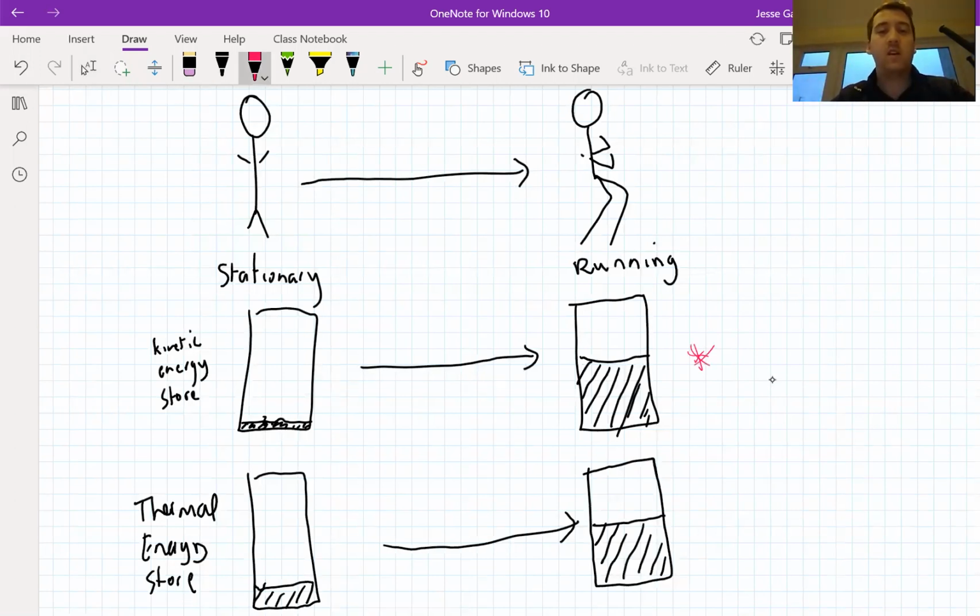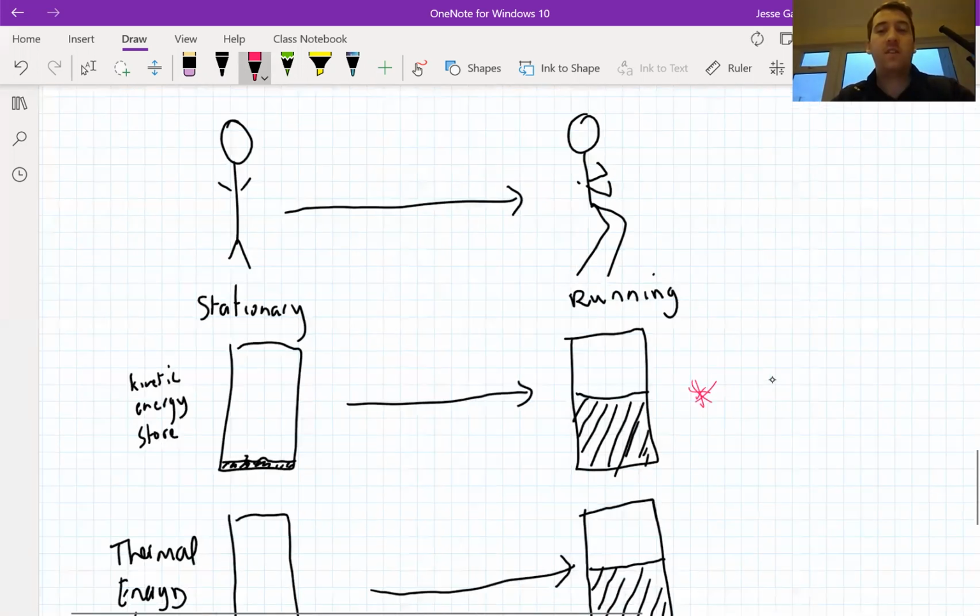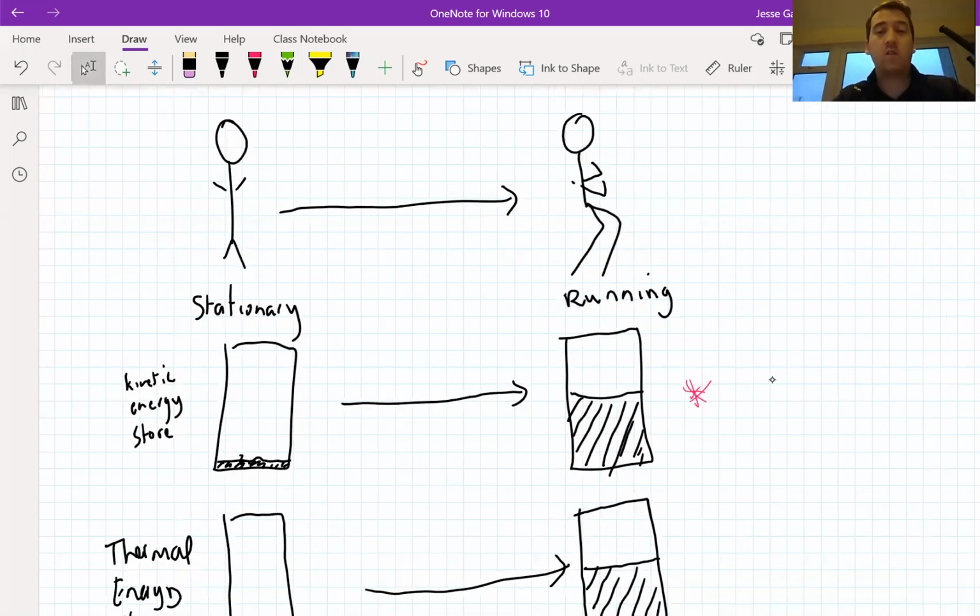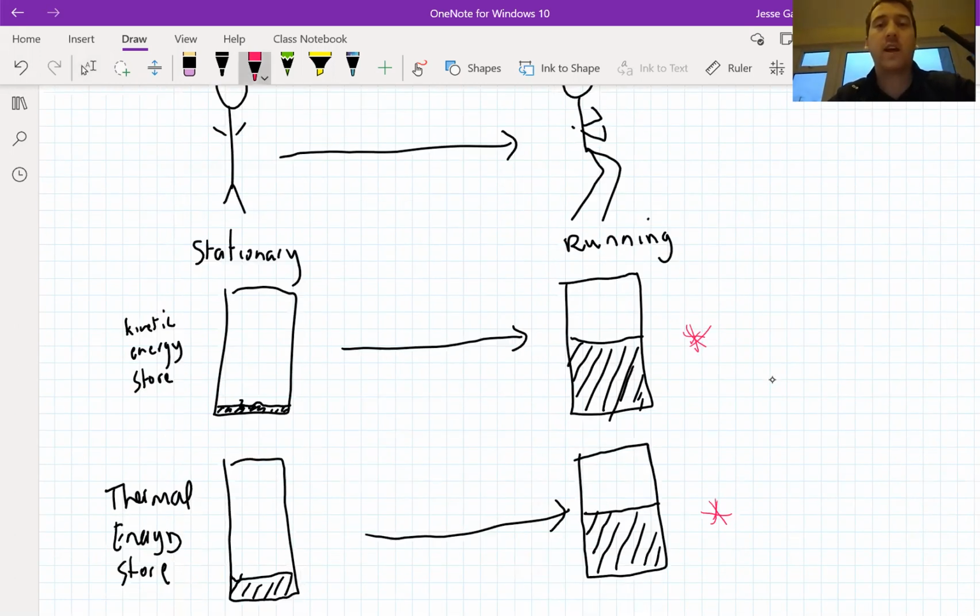We understand that we're talking about the man moving. So the movement is the key thing. So even though he also is going to get hot, so technically, yes, the thermal energy store is also involved, we're probably most interested in the kinetic energy store. But that doesn't mean that we pretend that this one doesn't exist. It's just not in our focus for a particular question.